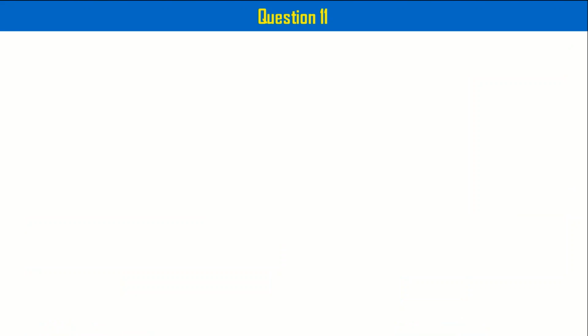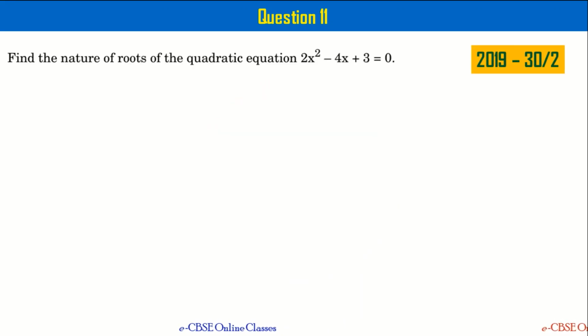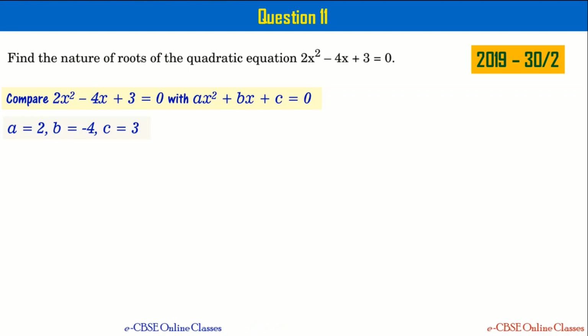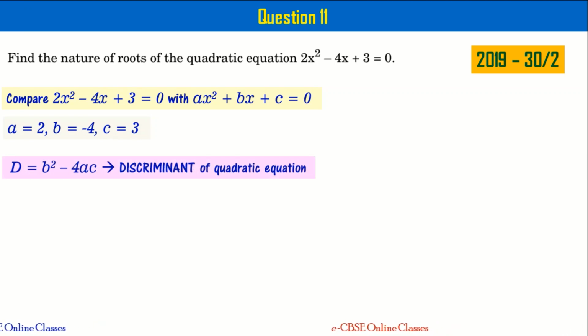Let's go to the next question, that is, find the nature of the roots of quadratic equation 2x square minus 4x plus 3 equal to 0. We said that nature of the roots can be known by getting the value of discriminant, right? Let's do that now. Let's now compare the given equation with ax square plus bx plus c equal to 0 such that you can say a equal to 2, b equal to minus 4 and c equal to 3, right? Now let's substitute these values into discriminant formula, that is d equal to b square minus 4ac.